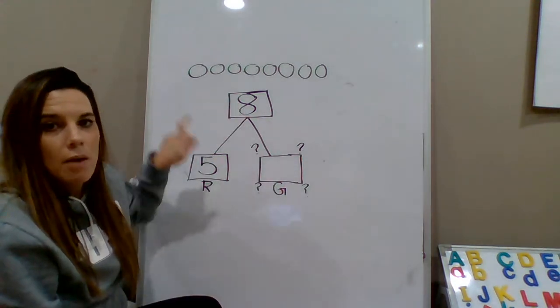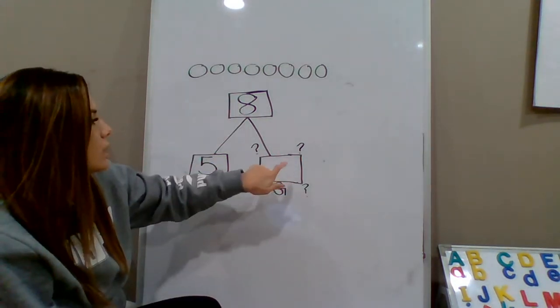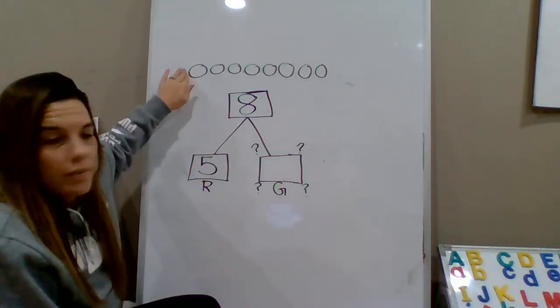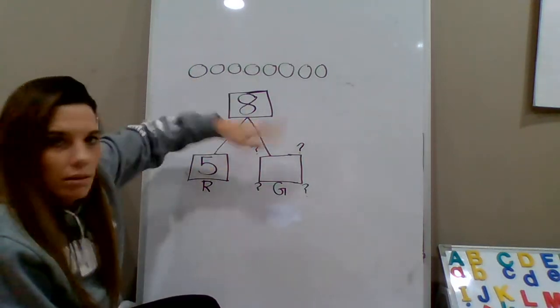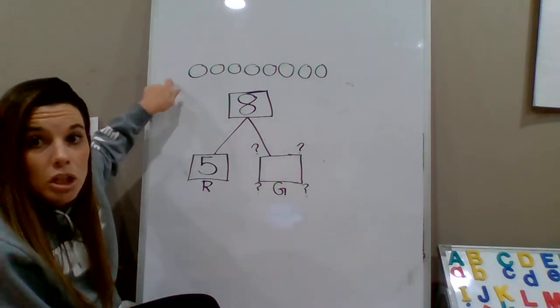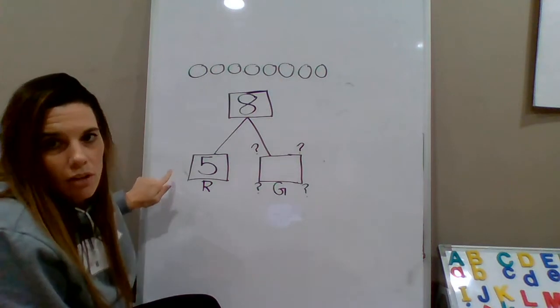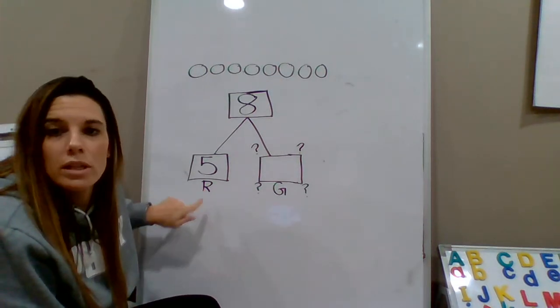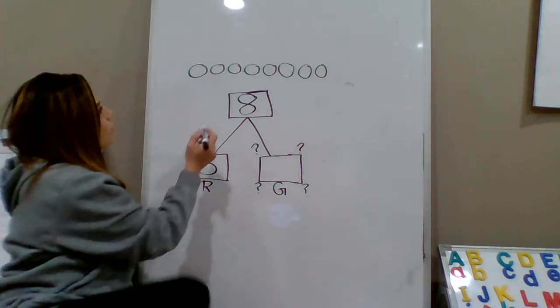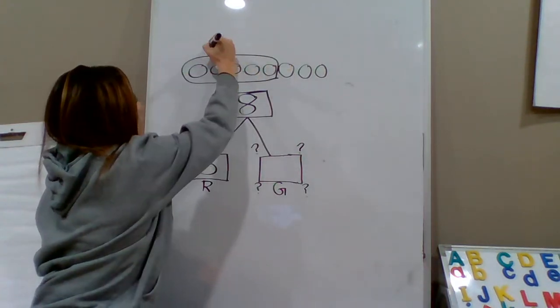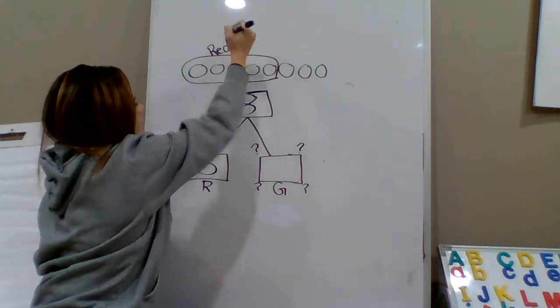If I have 8 apples, 5 are red, how many are green? So I'm going to use my picture. I'm not going to add anything and guess. I'm going to use my picture. Okay? I have 8 altogether. 5 are red. So I'm going to circle a group of 5. These are my red apples.